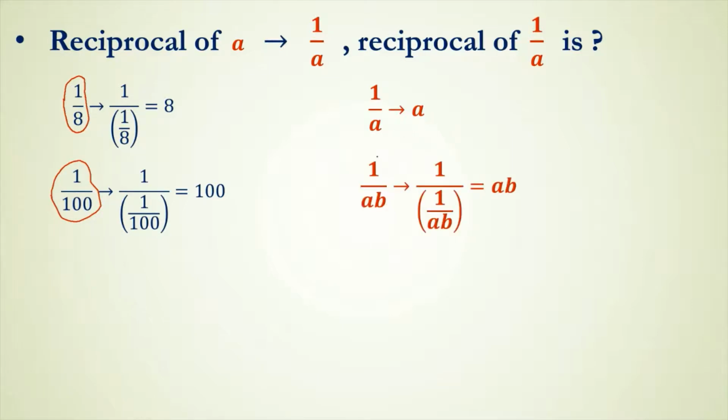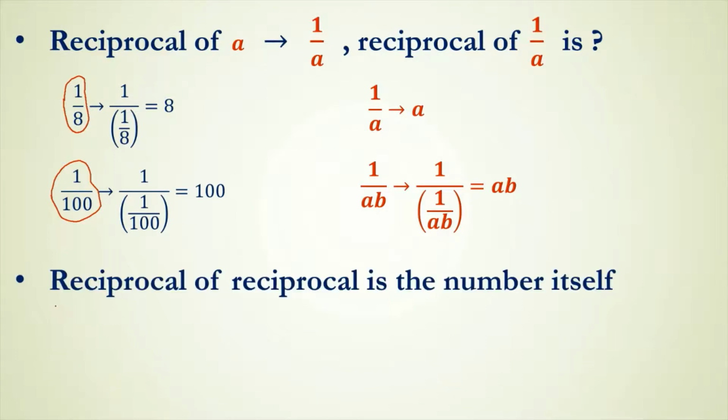So similarly, the reciprocal of the reciprocal of the product of two non-zero numbers is equal to the product of the numbers. Okay, so the reciprocal of 1 over a times b is equal to a times b. So you might actually already see this pattern that the reciprocal of the reciprocal is the number itself. Okay, so applying the reciprocal twice on the number gives the number itself.